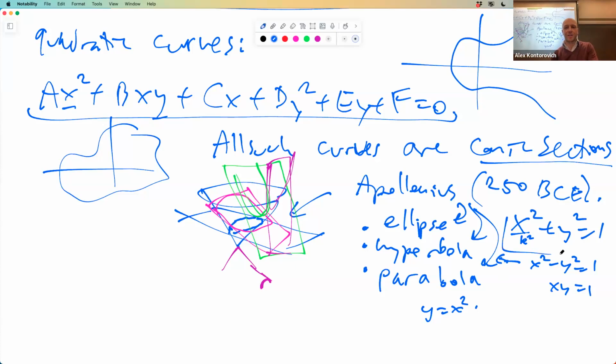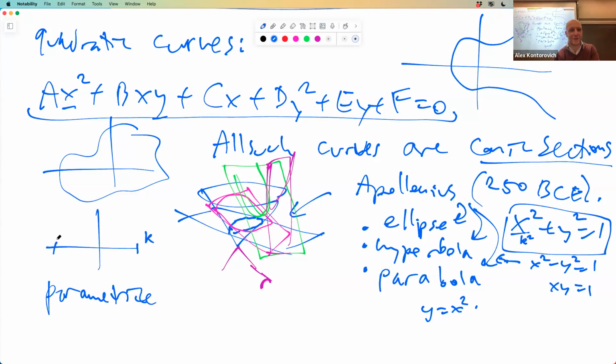Do we know how to parametrize these kinds of equations? In other words, you could just say, I want all points that satisfy this equation, but do we actually have a way of having one parameter that traces through the curve? In the case of the ellipse, if y equals 0, then x is plus or minus k. So this is k and minus k. And if x is equal to 0, then y is plus or minus 1, the way I've normalized it. Okay, so there's our ellipse, whatever k is.